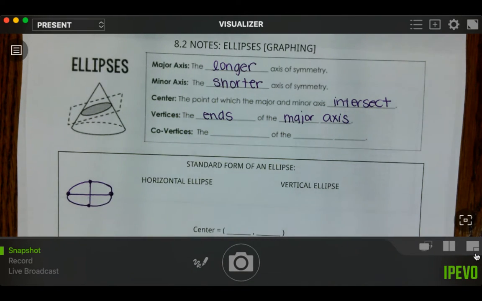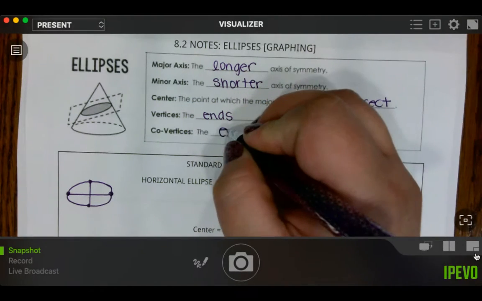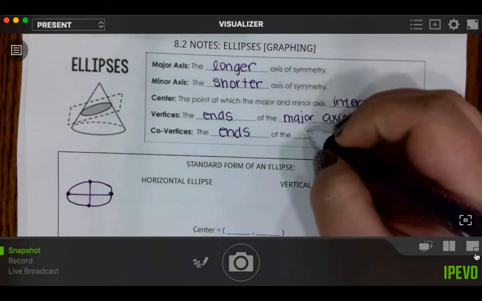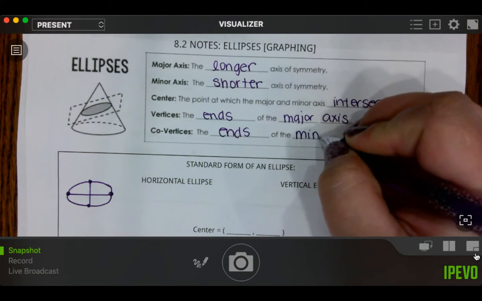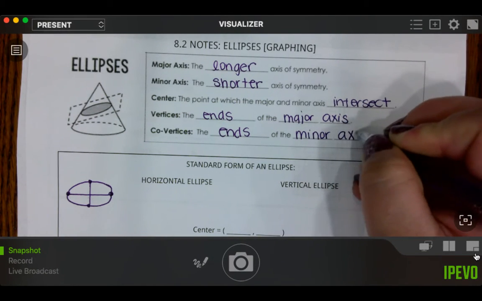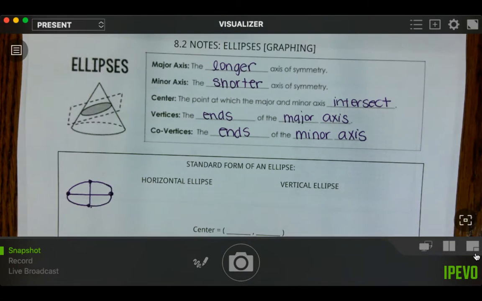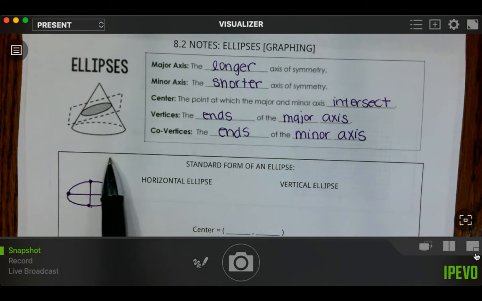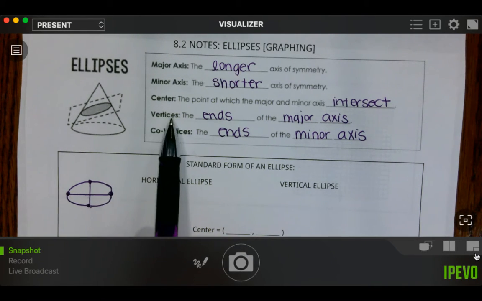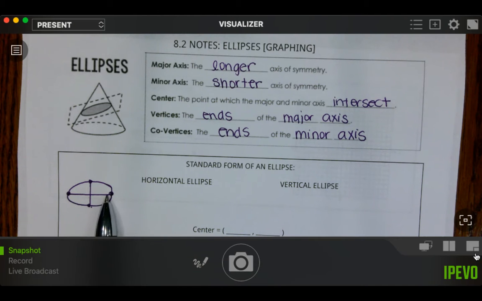Co-vertices are kind of like co-captains. They're still important, but not quite as big of a deal. They are the ends of the minor axis. So that would be these two. And really the only thing you need to remember is that co-vertices are going to be along the shorter side and vertices are going to be along the longer side.